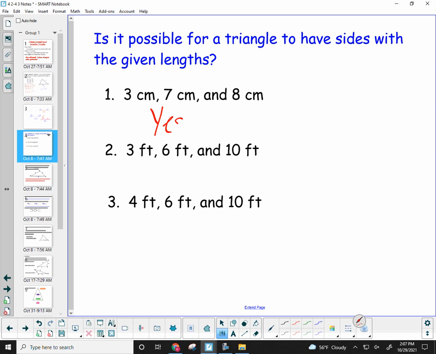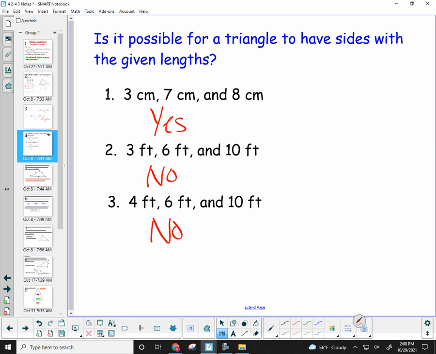Yes, because 10 is greater than 8. How about the second one? No, because 9 is not greater than 10. How about the last one? This is a no as well, because 10 is not greater than 10. Easy enough?